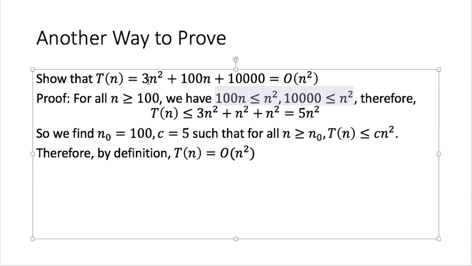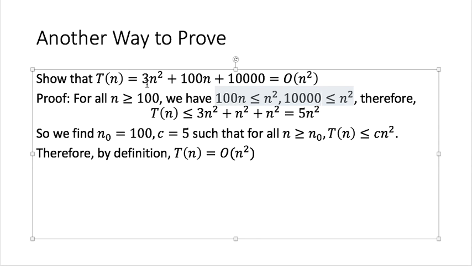Therefore, this polynomial is less than or equal to 3n squared plus n squared plus n squared, which is 5n squared. Okay, so we found n0 equal 100 and constant c equal 5, such that for all n greater than or equal to n0, T(n) is less than or equal to c n squared. Therefore, by definition, T(n) is big O of n squared.